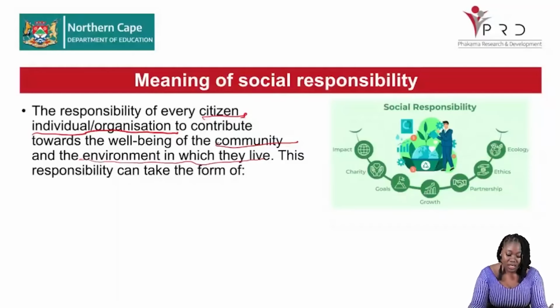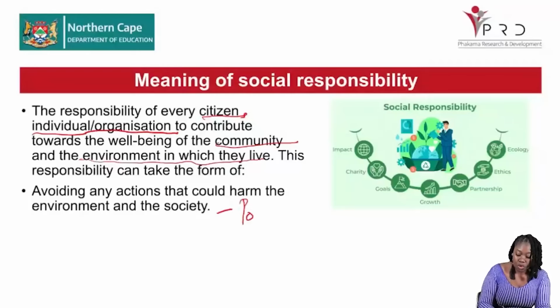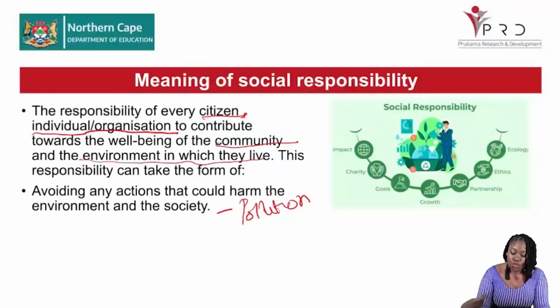So this responsibility can take form in different ways. Let's look at the different ways. So social responsibility can take the form of avoiding any actions that could harm the environment or any actions that could harm the society. So here we're talking about instances like pollution. So if you want to do social responsibility, we must make sure that we avoid anything that might harm the environment or might actually harm people. When we pollute as an organization or as individuals, it therefore harms the environment and also harms the people around them.